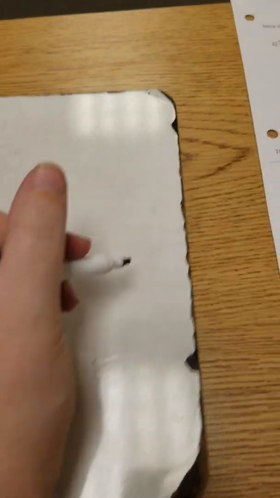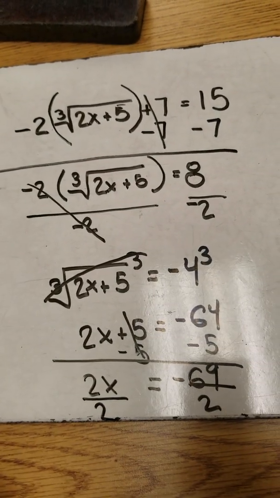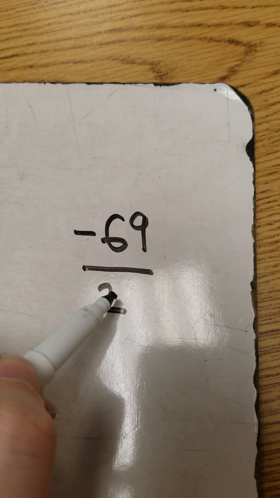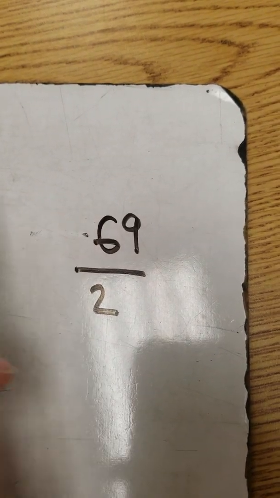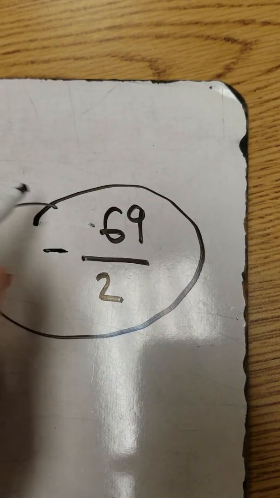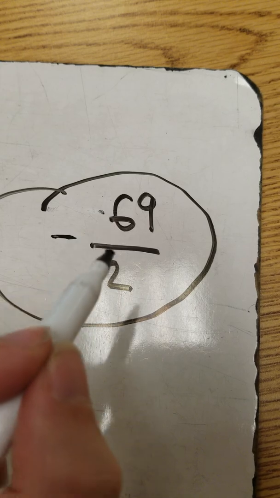Now, in class today, my answer is -69 over 2. Let me prove it to you. Okay, so my answer is -69 over 2. Well, 69 and 2 don't have any common factors. I can't simplify this anymore. So I'm simply going to leave this as my answer because from now on, we use improper fractions.